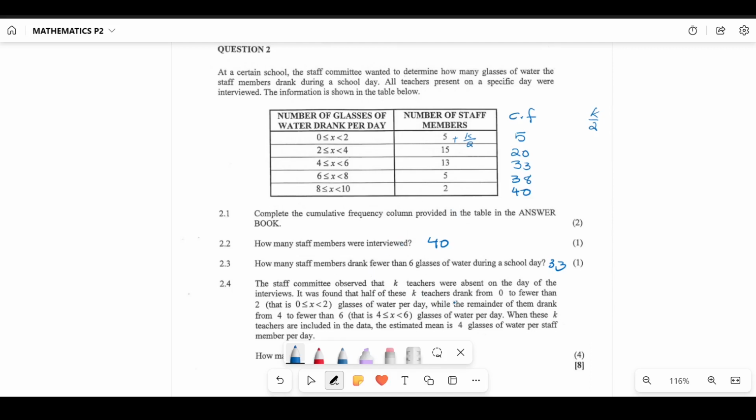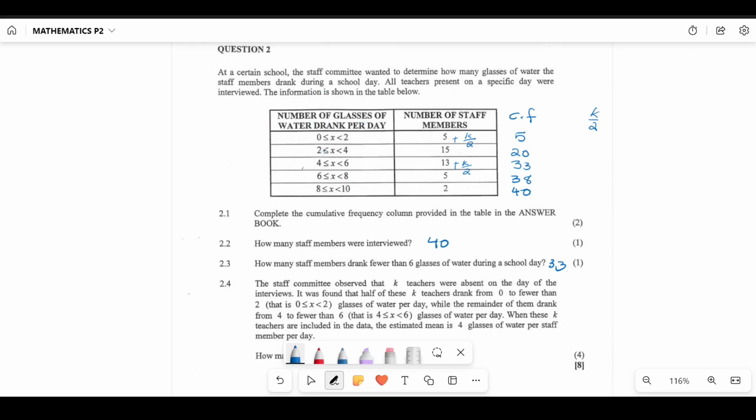Now, the remainder of them, the remaining half, drank from 4 to fewer than 6, so they are in this interval. When these K teachers were included in the data, the estimated mean is 4 glasses of water per staff member per day. That also tells you how to find the mean here.